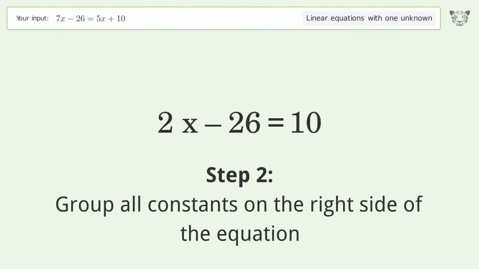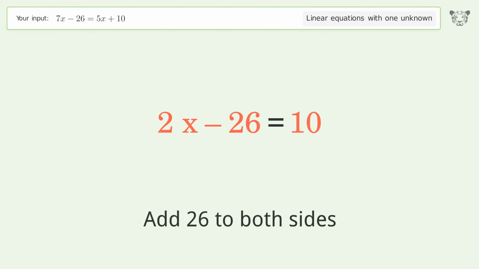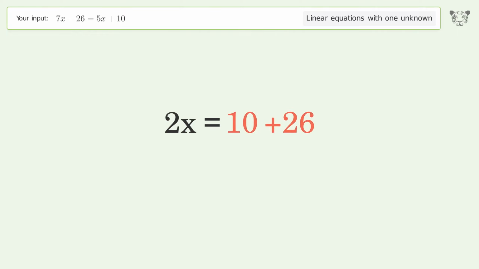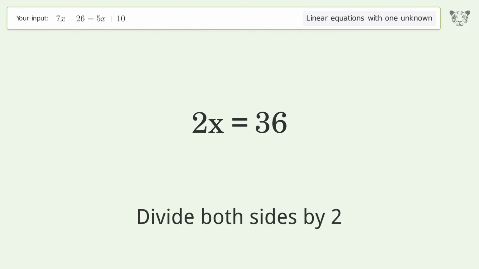Group all constants on the right side of the equation. Add 26 to both sides. Simplify the arithmetic. Isolate the x. Divide both sides by 2.